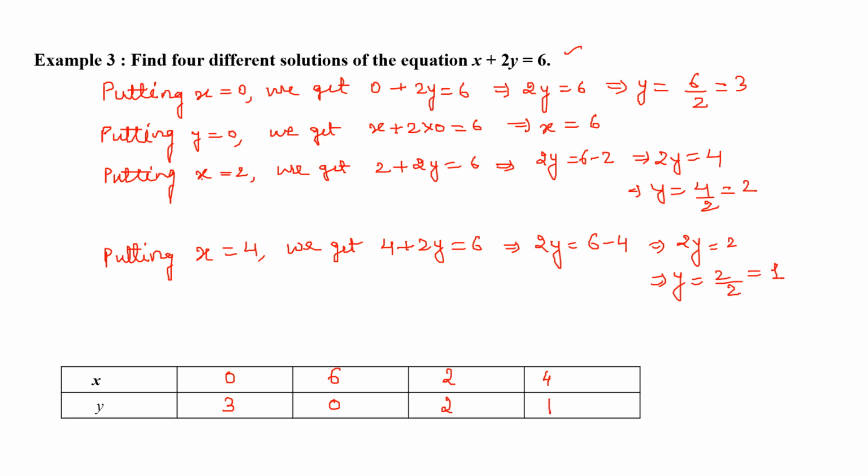You can write the solutions in this form. Solutions are (0, 3), (6, 0), (2, 2), and (4, 1). So these are the 4 solutions. Now moving to next question.